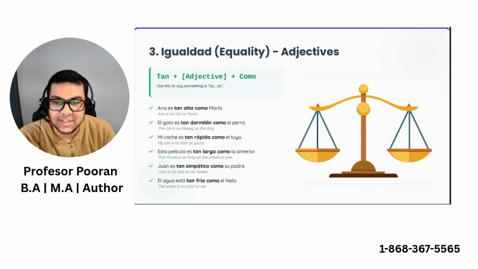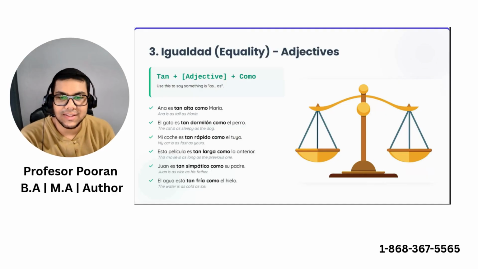Mi coche es tan rápido como el tuyo. So my car is as fast as yours. Esta película es tan larga como la anterior. So this movie is as long as the previous one. Juan es tan simpático como su padre. Juan is as nice as his father. And el agua está tan fría como el hielo. The water is as cold as ice.